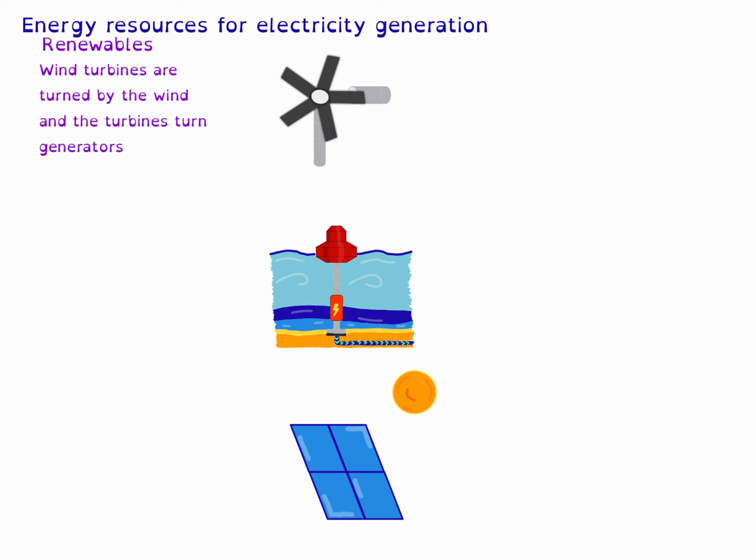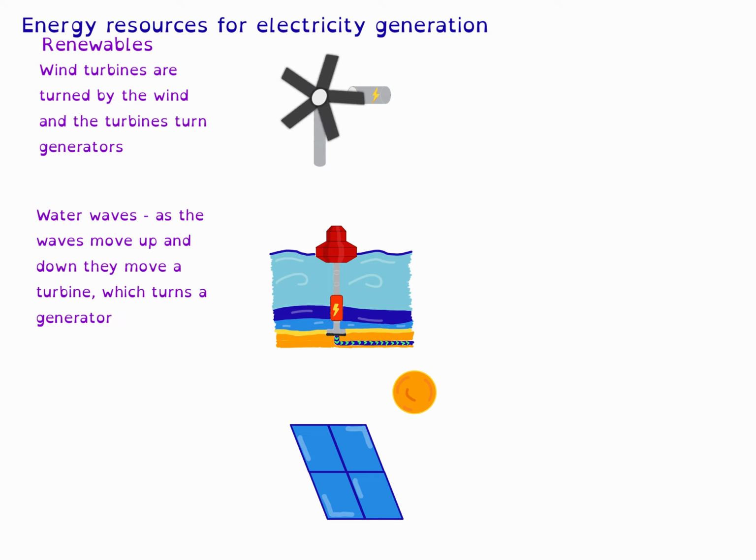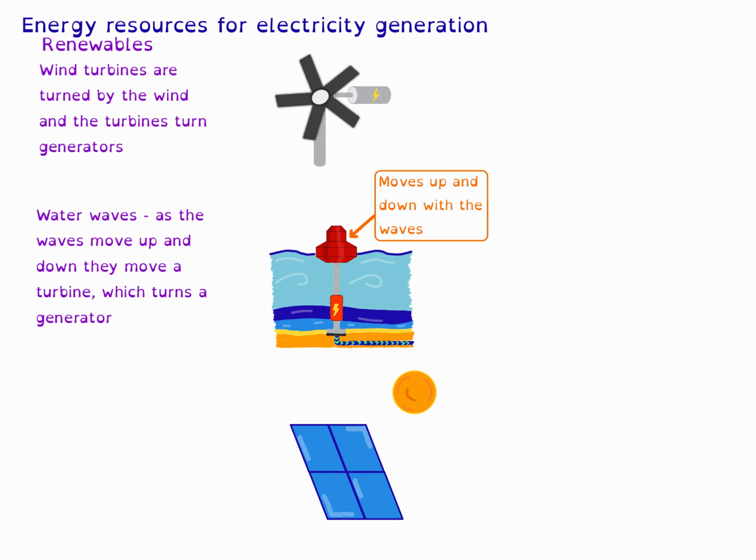Wind turbines are turned by the wind and the turbines turn generators. Water waves: as the water moves up and down, they move a turbine which turns a generator. And the sun: this uses a process where sunlight is directly turned into electricity.